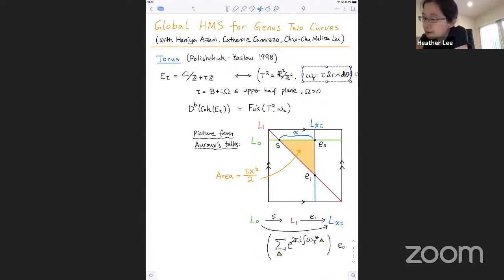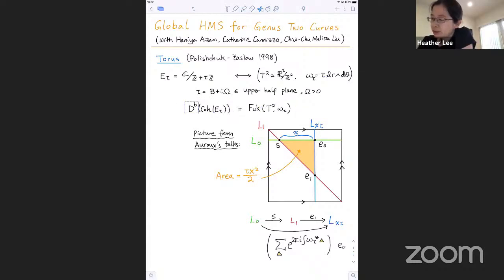So this tau is a complex number. This omega dr d theta is what we would normally call a symplectic form. And this b dr d theta is called the B field, which is any closed 2-form. So Polishchuk-Zaslow proved a homological mirror symmetry result that the derived category of coherent sheaves on this complex torus is equivalent to the Fukaya category on this symplectic torus.